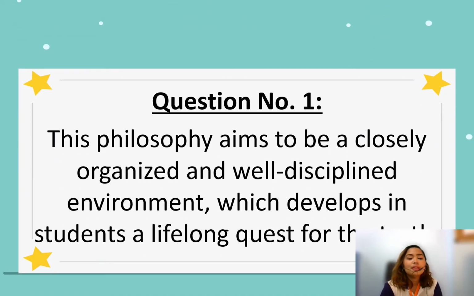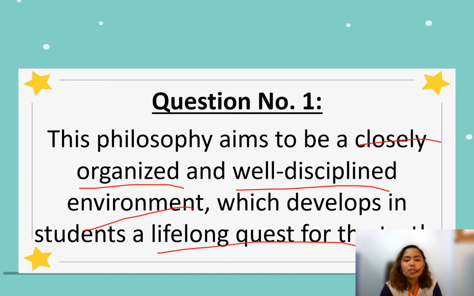Question number 1. This philosophy aims to be a closely organized and well-disciplined environment, which develops in students a lifelong quest for the truth. So, your clue is lifelong quest for the truth. Okay? So, philosophy, well-disciplined environment. Your clue here is closely organized, well-disciplined environment, and lifelong quest for truth.